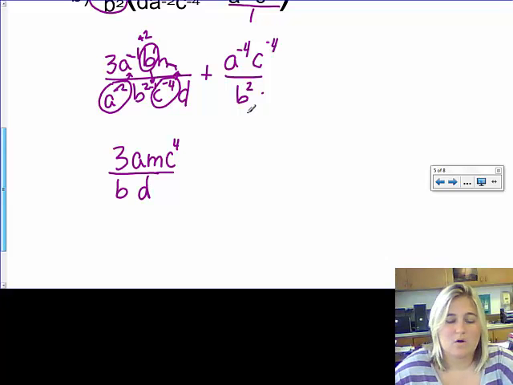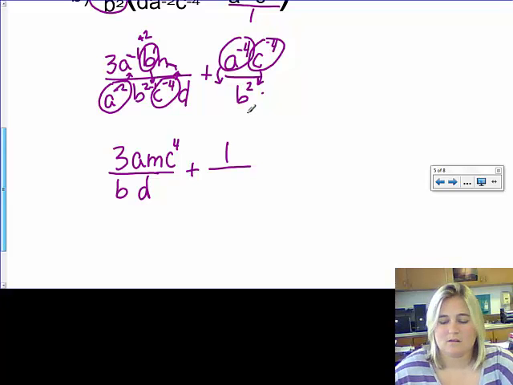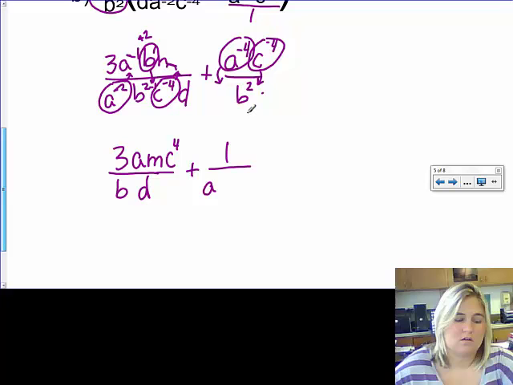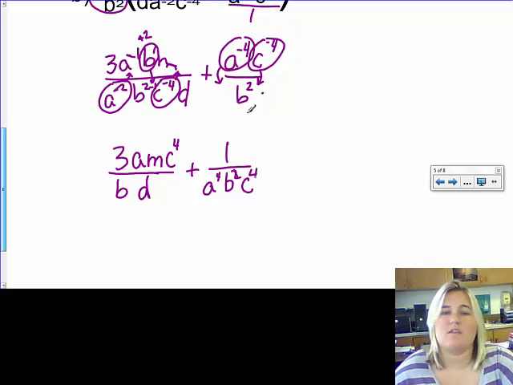Plus, on this one, I don't have any like bases, but I do have 2 negative exponents. So I need to move each of those across the fraction bar to change them to positives. So on top, because both of those moved, I'm left with the understood 1 over a to the 4th, b to the 2nd, c to the 4th. Final answer.